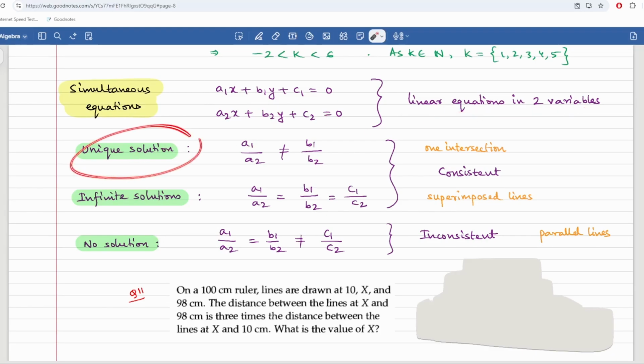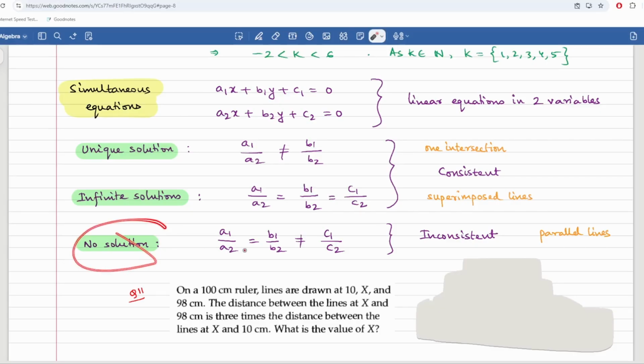So for unique solution, the condition is a1 by a2 not equals to b1 by b2. It will have one intersection. For infinite solutions, you have a1 by a2 is equal to b1 by b2 is equal to c1 by c2. These are superimposed lines or collinear lines, and these two are known as consistent solutions. So these two cases are known as consistent solutions because consistency means your system provides at least one solution. Here you have exactly one solution and here you have infinite. Now infinite solutions also means that there is at least one solution. So that criteria gets satisfied.